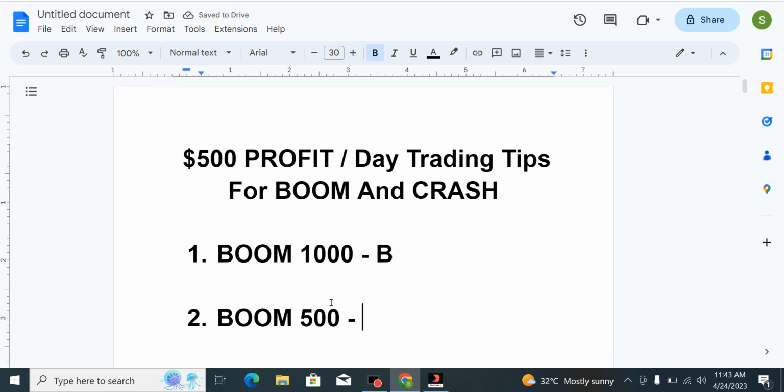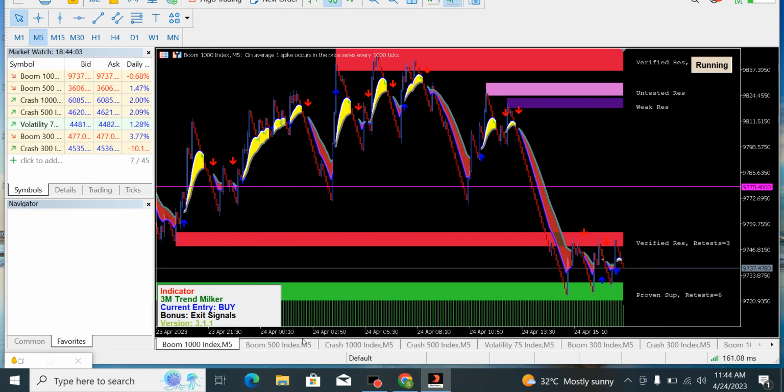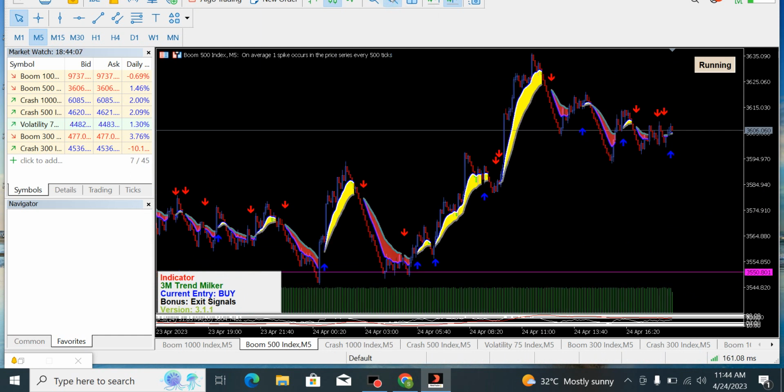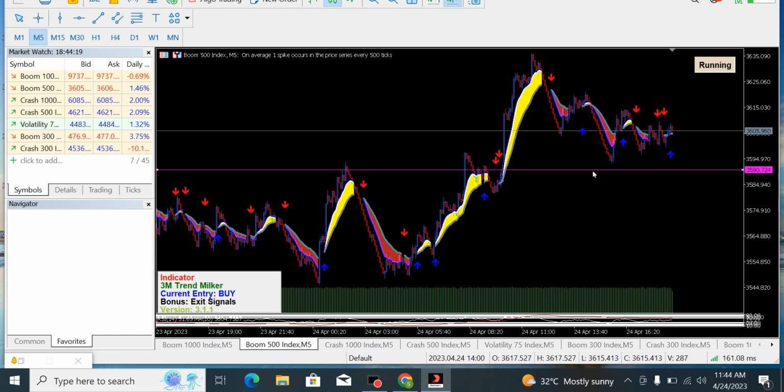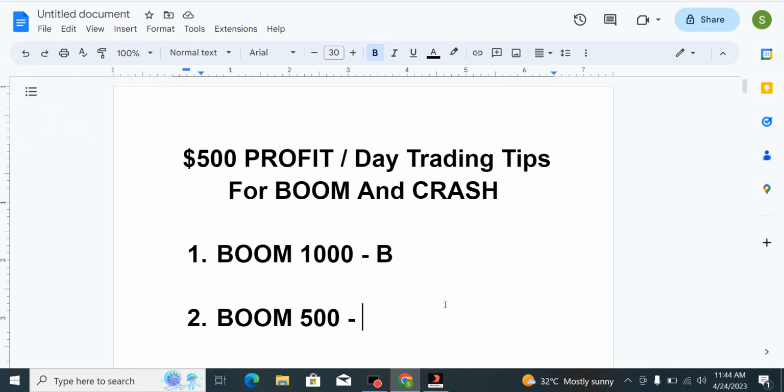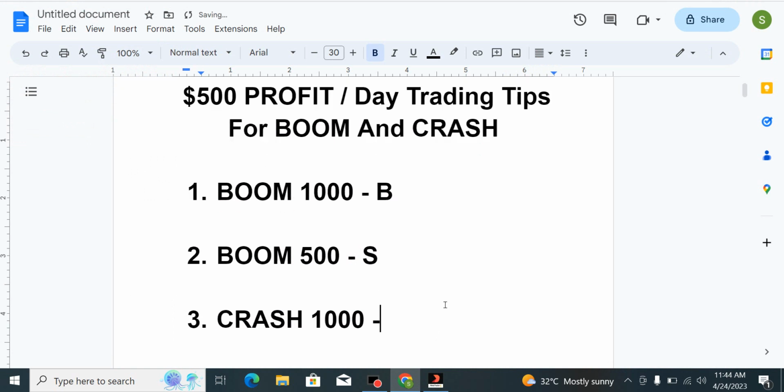The next asset is going to be Boom 500. Let's check it out right away. Okay guys, this is Boom 500, and just the way we have seen it, it has been on an uptrend for long, and it was unable to break out above this resistance zone, so it is selling at the moment. It might be selling more right now, most especially once it breaks out below this support zone. So this is going to be more of a selling opportunity than a buying opportunity.